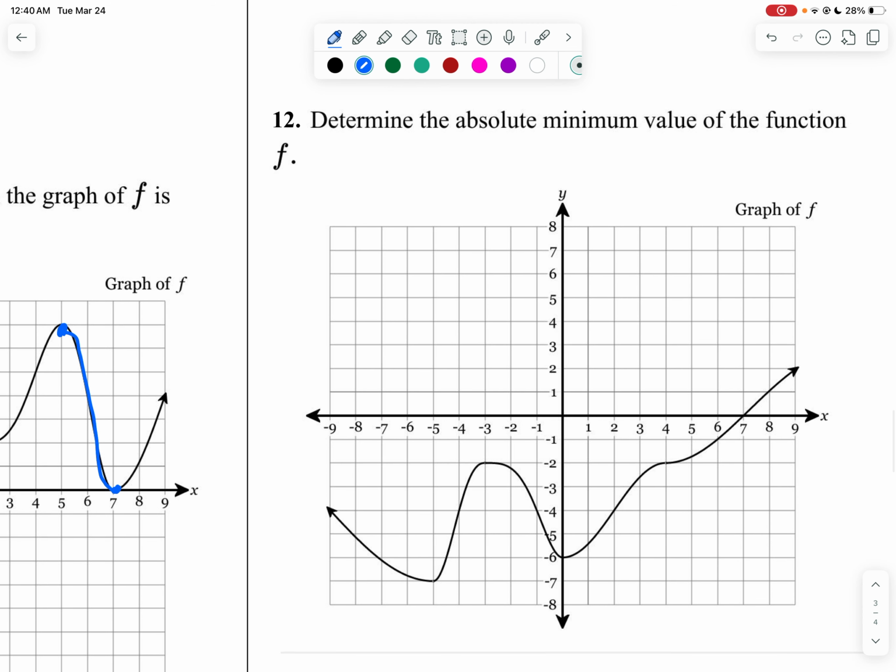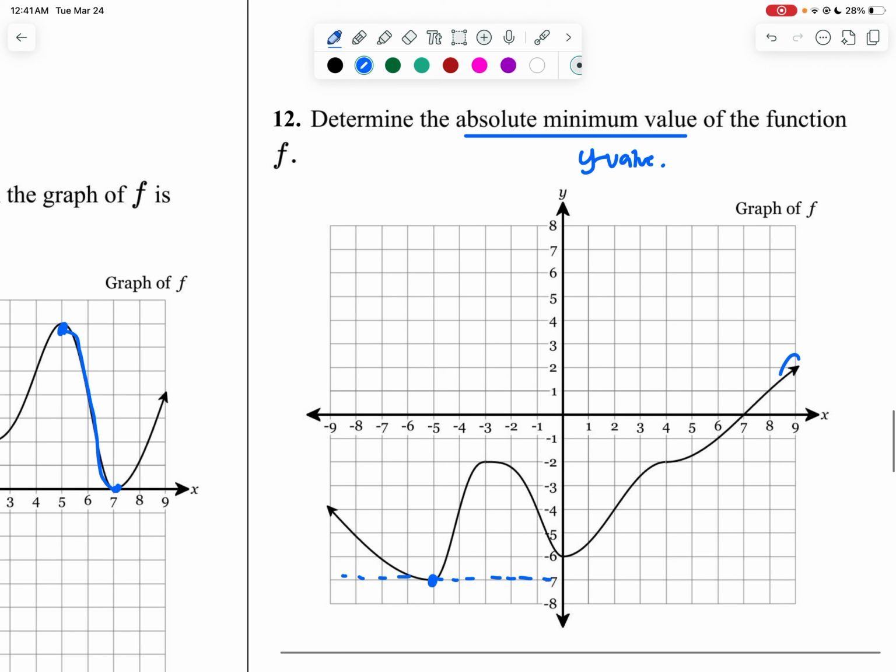And then for number 12, the absolute minimum is basically the smallest value. So in this case, my smallest value here is going to be negative 7. Notice how whenever I'm talking about the absolute minimum or absolute maximum value, I'm looking at the y value, the lowest of the low in this case. Now, this does not have an absolute maximum because I could go on forever and ever, so it does not have an absolute maximum.